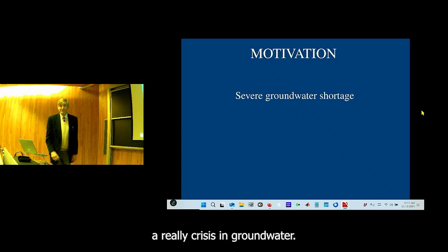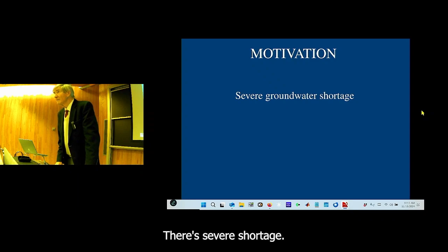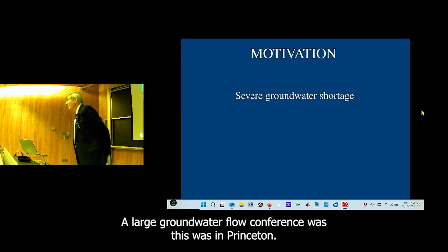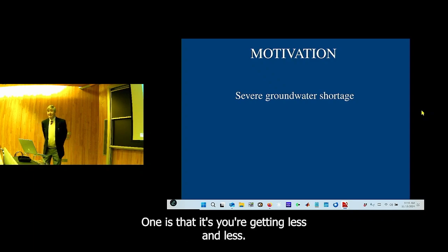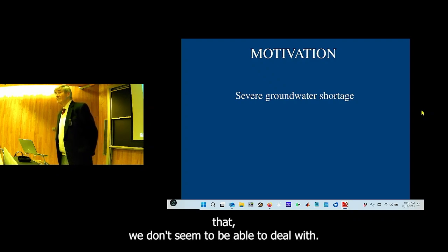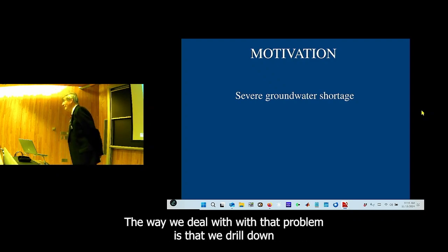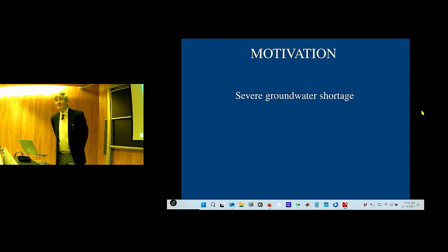So we have at the moment a real crisis in groundwater. There is severe shortage. I was at the MODFLOW and More conference. It's a large groundwater flow conference. This was in Princeton. And the main topic was the crisis in groundwater. And there are two problems. One is that you're getting less and less. There's a very severe depletion that we don't seem to be able to deal with. The way we deal with that problem is that we drill the wells lower and lower until they're dry. And that's not really a good solution.